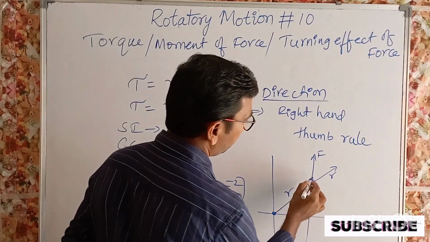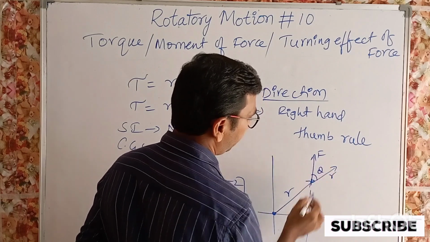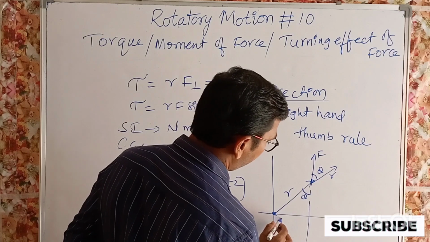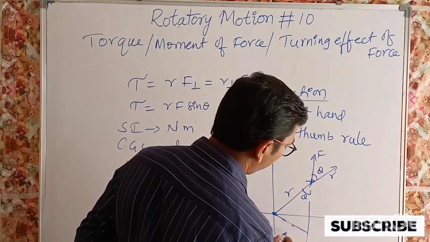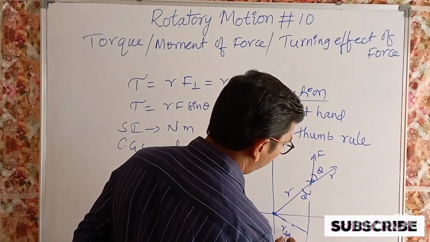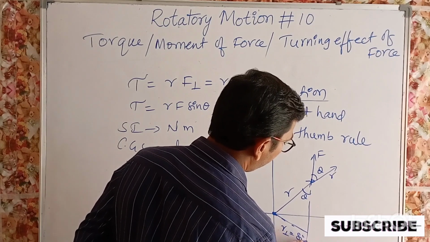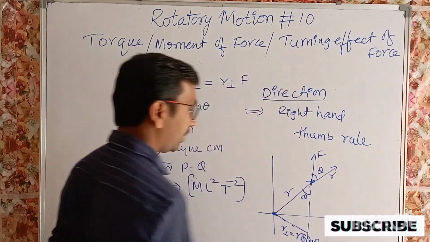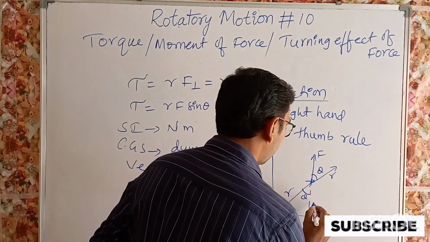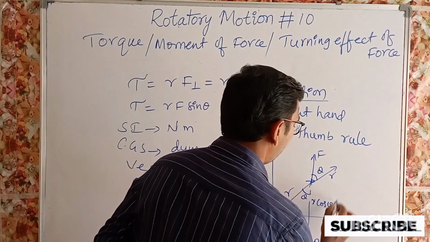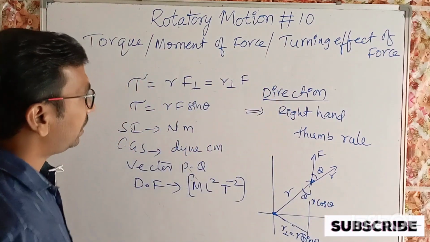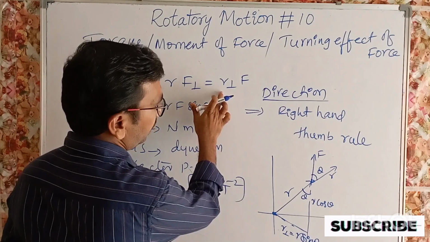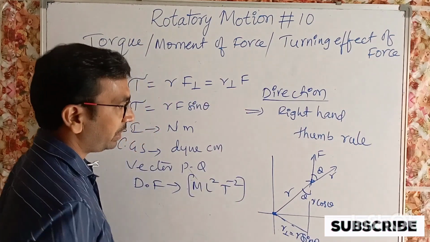R perpendicular means this is angle theta, the angle between r and F. So this is also angle theta. You can draw r perpendicular here. So r perpendicular is equal to r sin theta. And this is r cos theta. So what is torque? Torque tau is equal to r perpendicular into force.